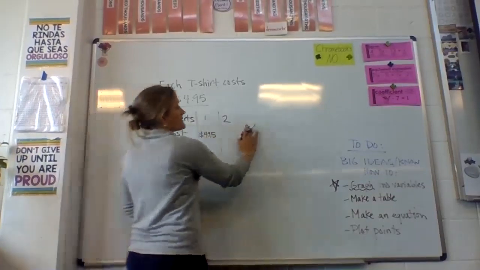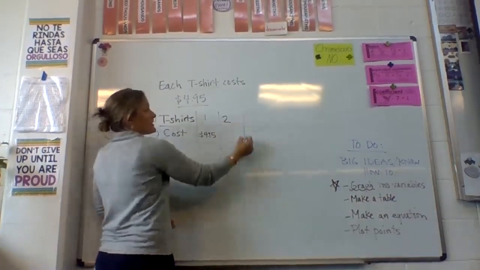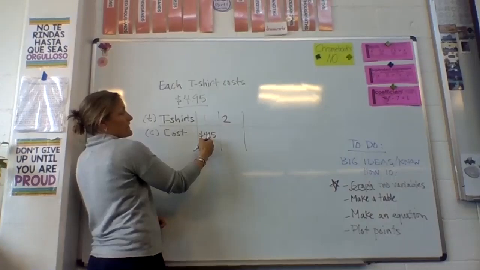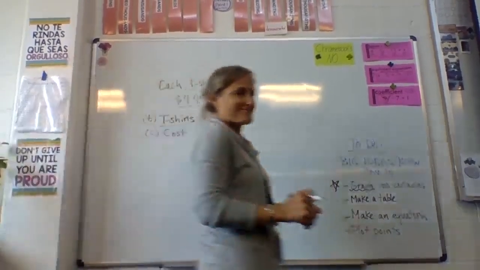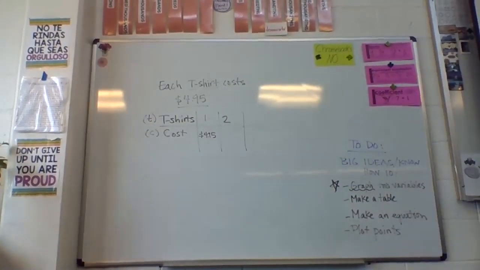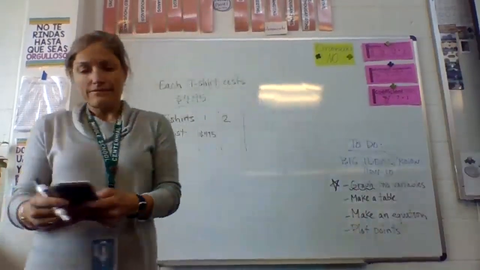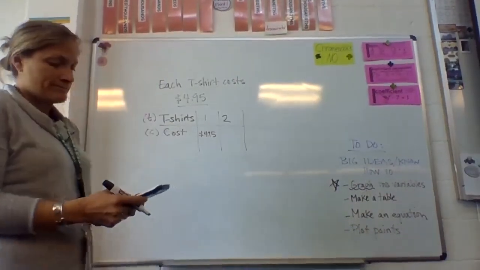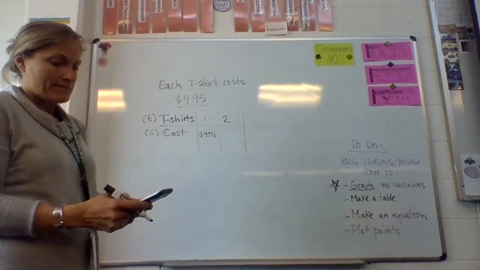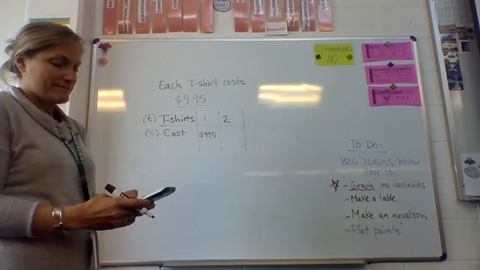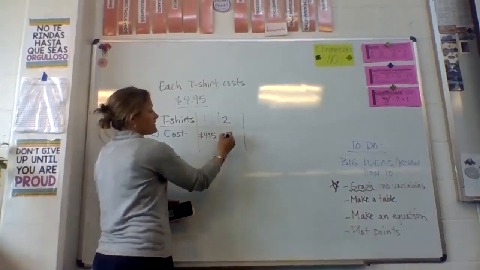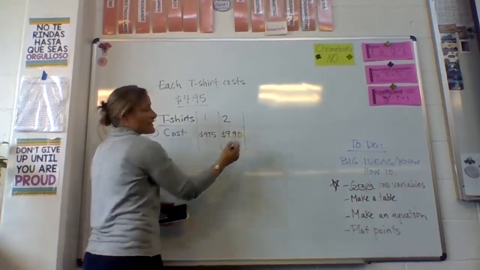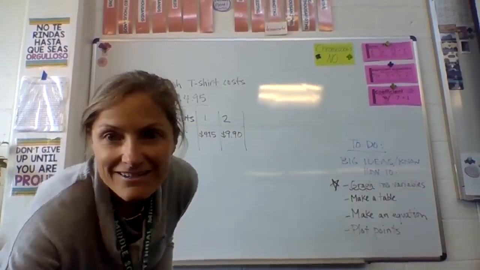Okay, so Tamara's saying, well, then I would say 2 times $4.95, which would be, does anyone want to do that on a calculator? Let's try that out. You can use your calculators. So we would have 2 times 4.95. You got it. 9.90.